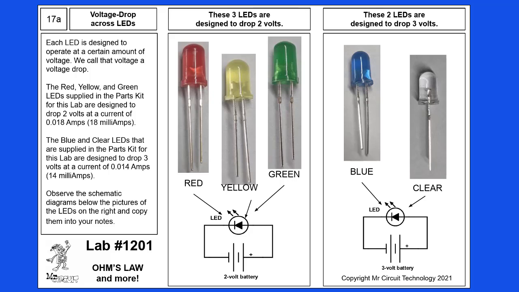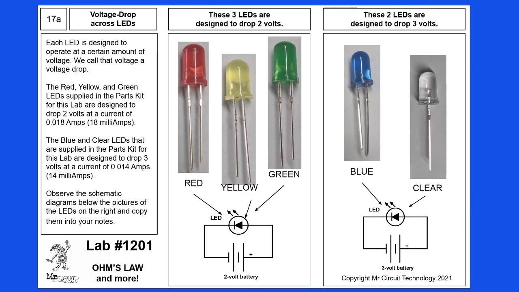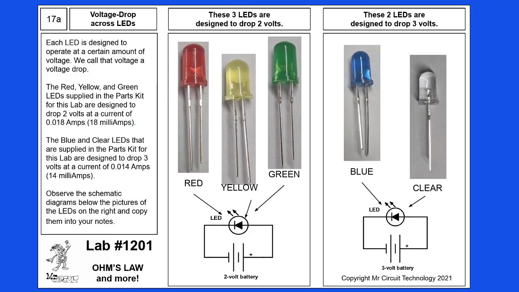LEDs, or light-emitting diodes, come in a variety of physical sizes, shapes, and colors. The LEDs supplied with this lab are round and have a physical size of 5 millimeters. 5 millimeters is the diameter of the base of the plastic lens of the LED. LEDs can come in surface mount sizes of 1210 or 2020, etc. They also can come in round sizes of 1.5 millimeters, 2 millimeters, 3 millimeters, 10 millimeters, etc.